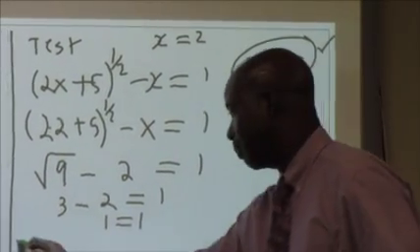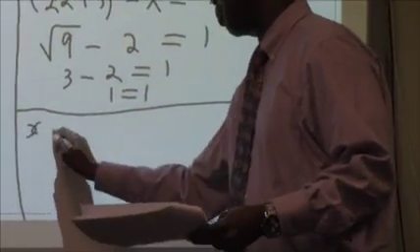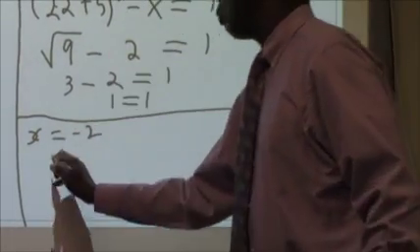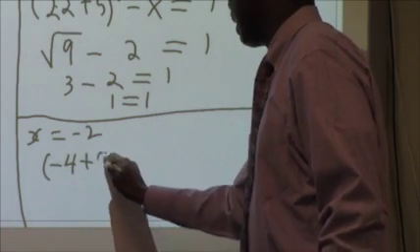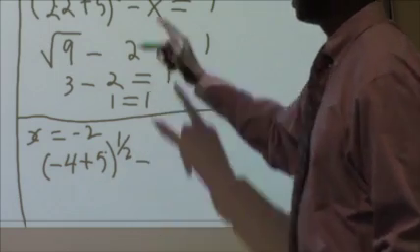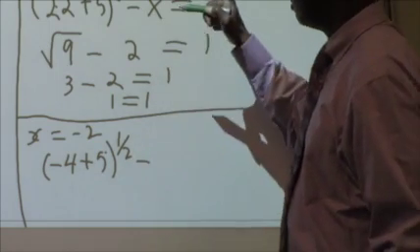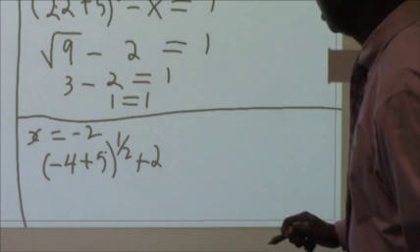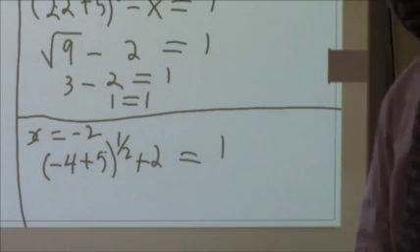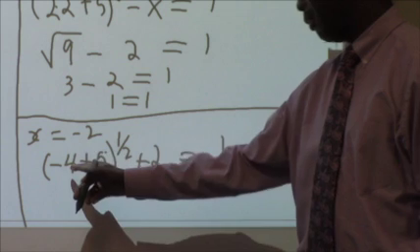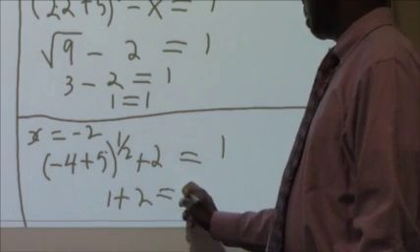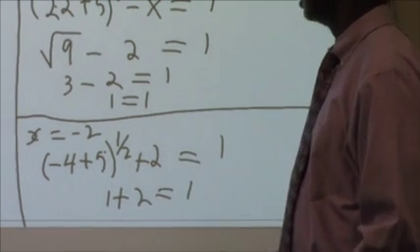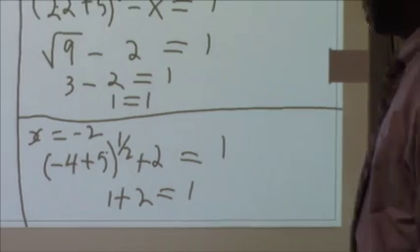Now let's test for x equals negative 2. I'm going to be very fast with that. 2 times negative 2 will be negative 4, plus 5, to the half, minus negative 2, that will be plus 2, and we want that to be equal to 1. Let's see whether that works. Negative 4 plus 5 would be 1. Square root of 1 is 1. You have 1 plus 2, which is not equal to 1. So this did not work.